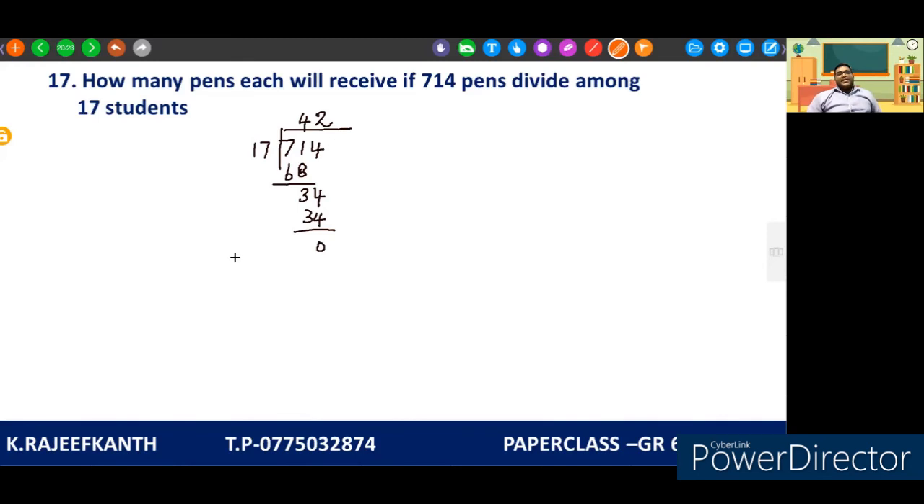So each student will receive 42 pens, because here there are 714 pens. We have to divide these pens among 17 students, so that each student will receive 42 pens.